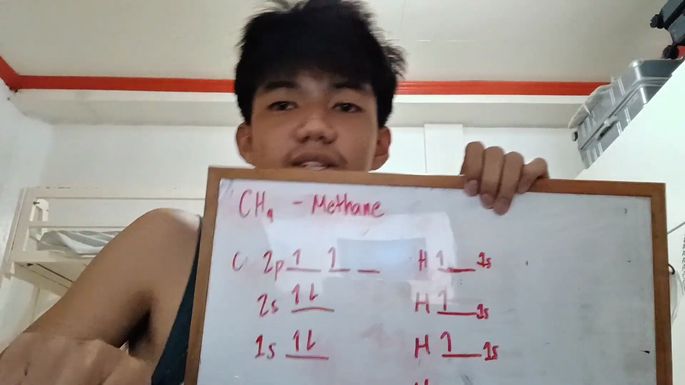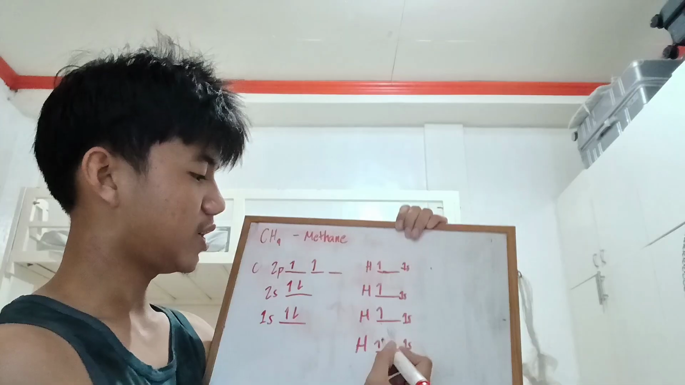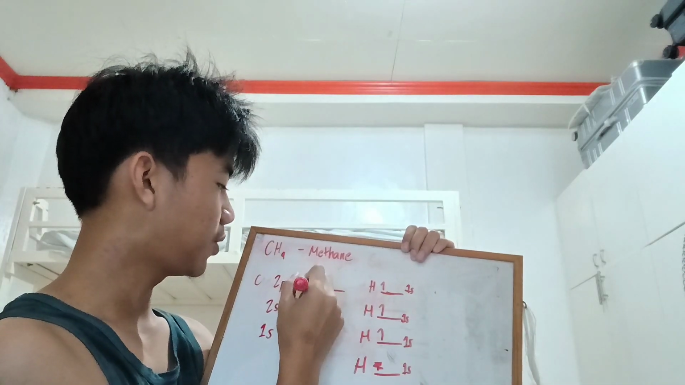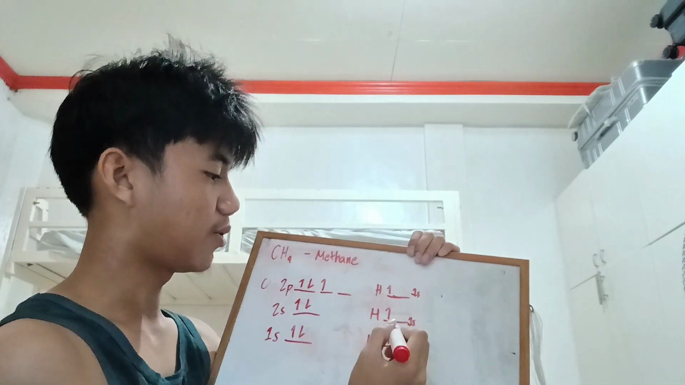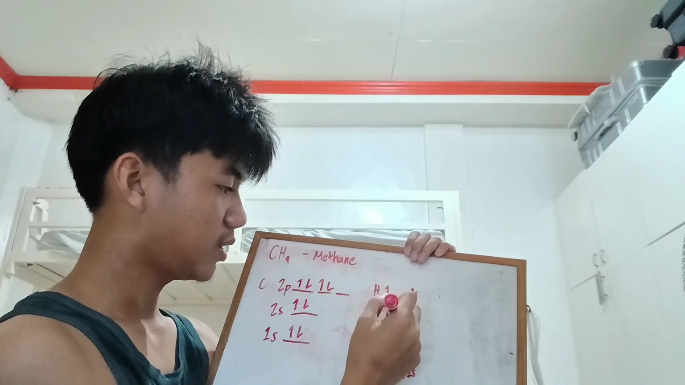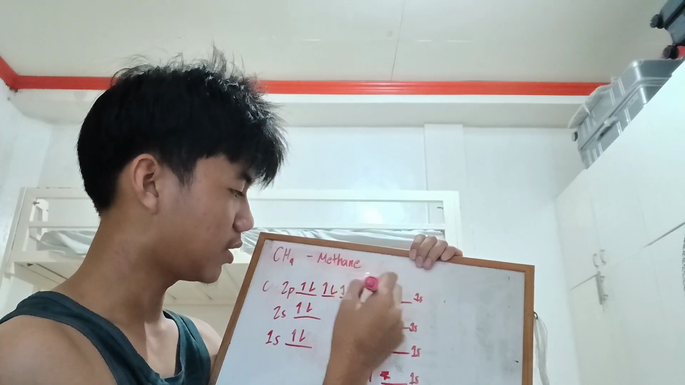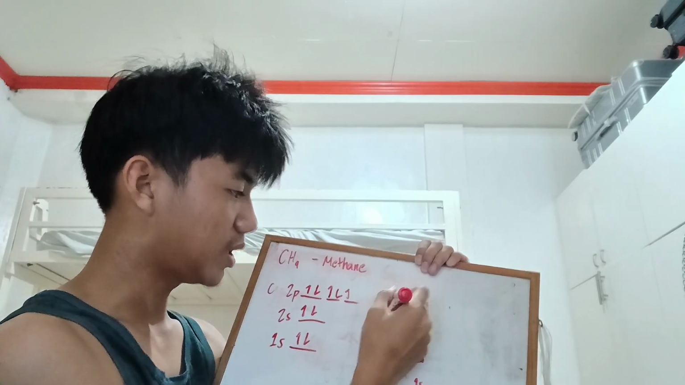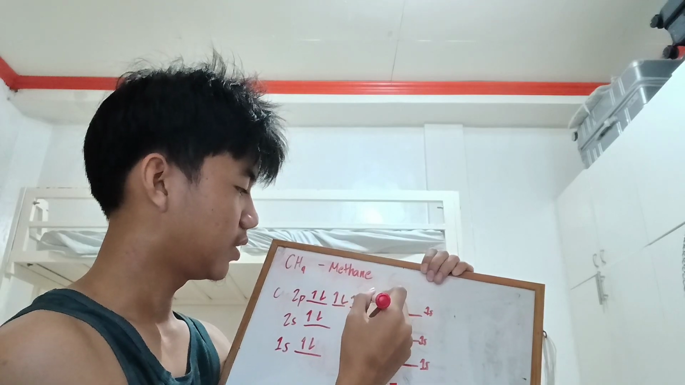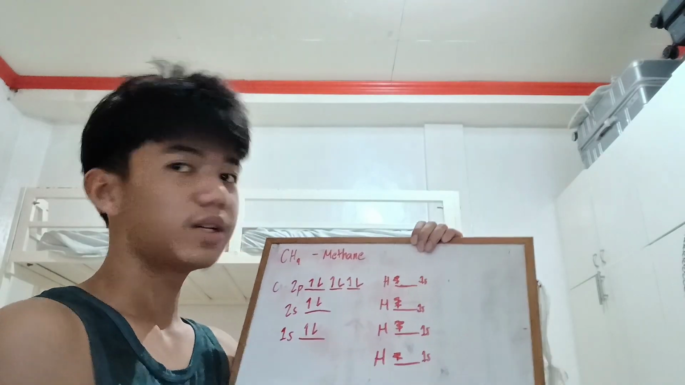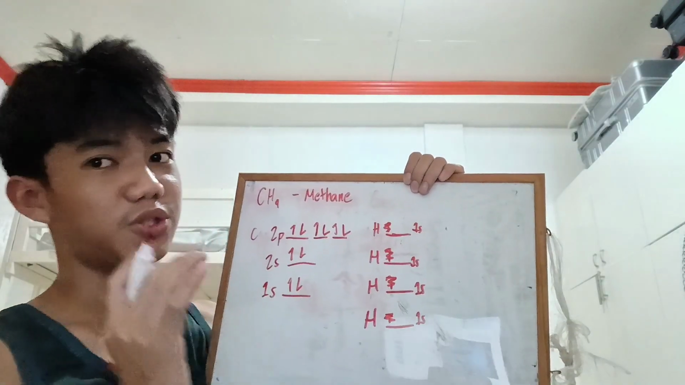If your answer is just to take away this arrow, put it here, take away this arrow, put it here, take away this arrow, put it here, and take away this arrow, put it here. That's how you bond methane. If that's your answer, I'm sorry, but you're wrong.